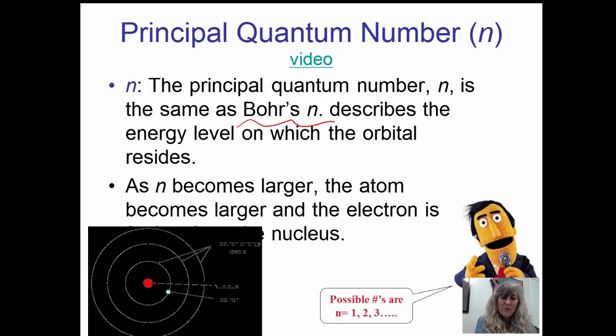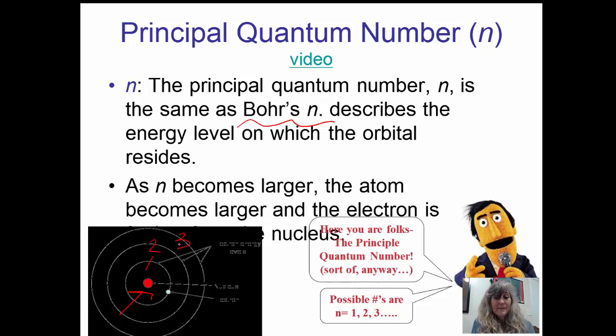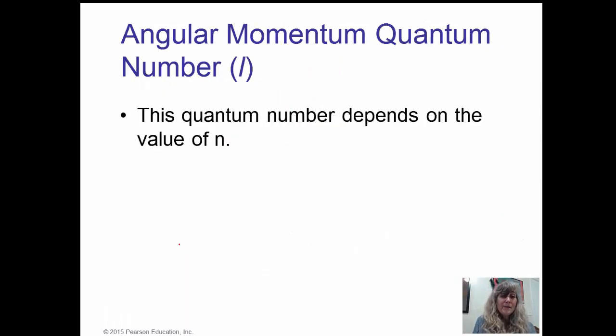So, looking at Bohr's model of the atom, I know this is not our wave mechanical model, but that's okay. We're going to use it anyway. So we've got 1, 2, 3. Very simply, our energy levels of the atom. Not too bad. Principal quantum numbers. But here's a new one. What about our angular momentum quantum number?